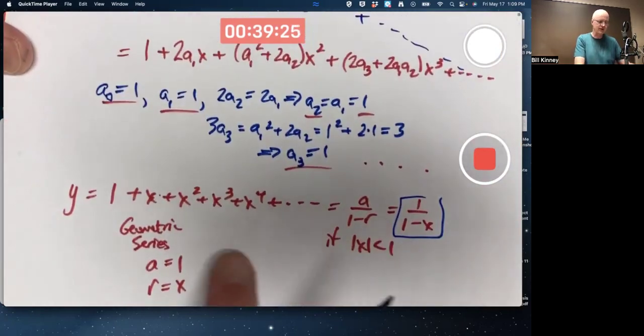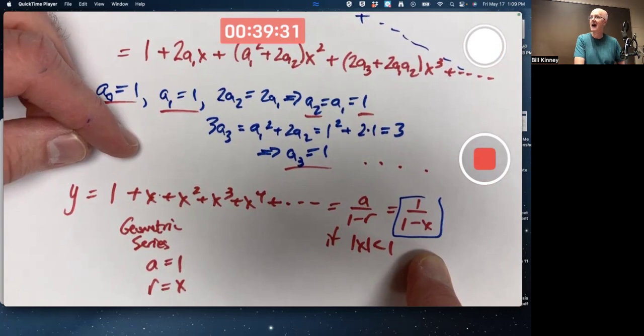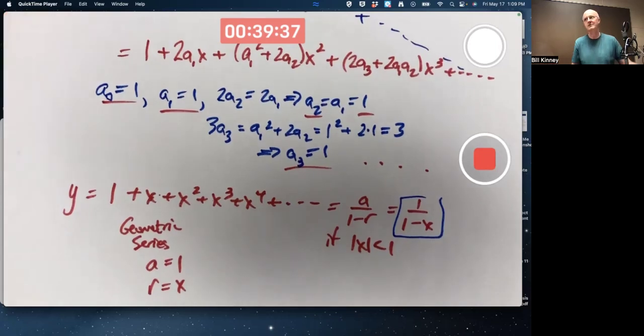This is also, by the way, a Taylor series for this function as well. The Taylor series centered at x equals 0. Taylor series are power series. And this kind of power series is a geometric series. Not all geometric series are power series, though, because some geometric series are only numbers, not functions.